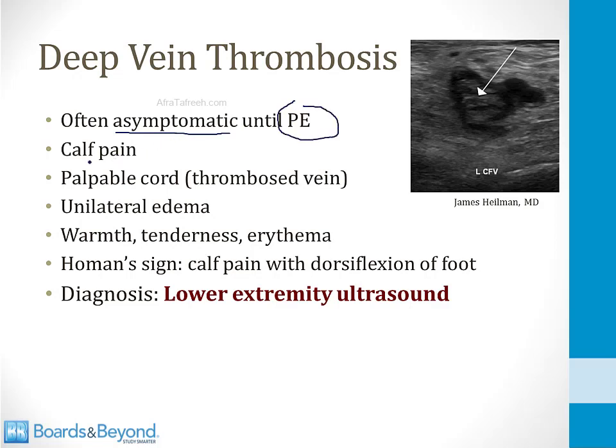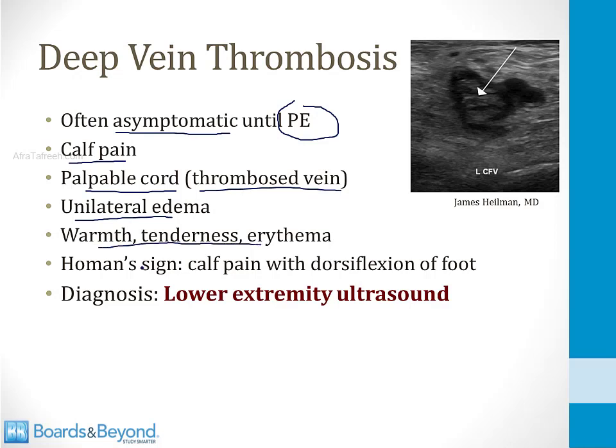When they are symptomatic, they can cause pain in the calf. Sometimes you can feel a palpable cord on the back of the leg. This is from a thrombosed vein. They can potentially cause unilateral edema from poor venous outflow from the leg. Sometimes they lead to warmth, tenderness, and erythema in the calf or the thigh.